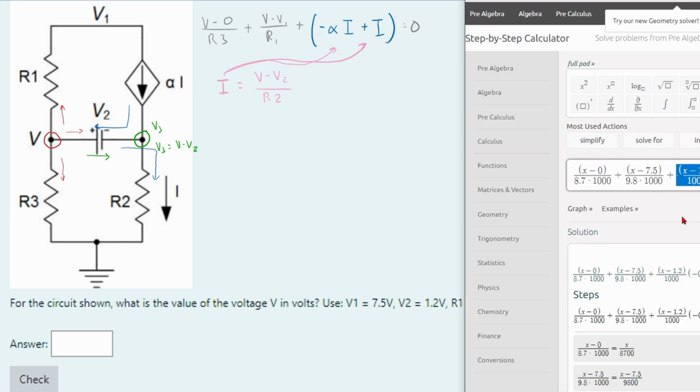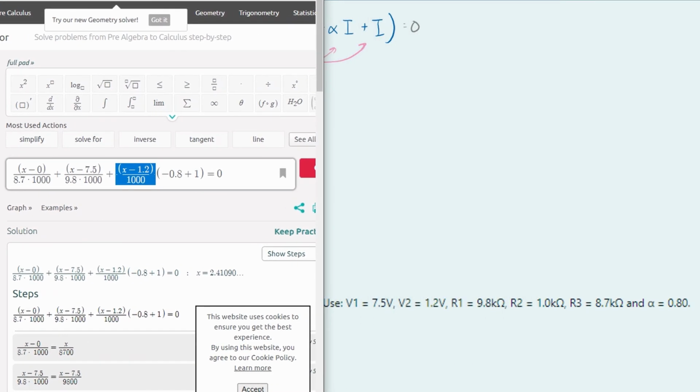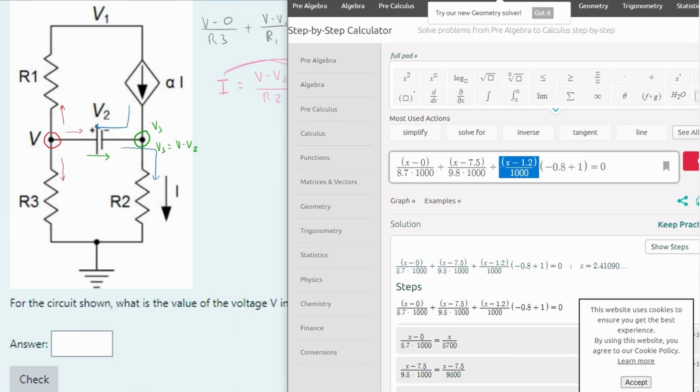And if we replace our unknown V's with X's, and we plug everything in like this, I've just plugged in all of our values, we're going to get 2.41 as our answer. And again, the Symbol Lab, this is our calculator. This is what we use to plug all of our values in.